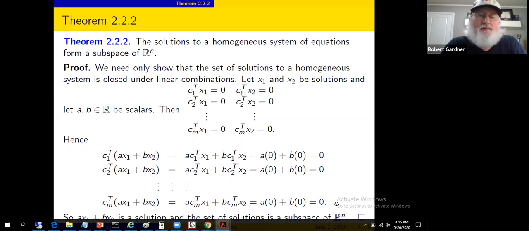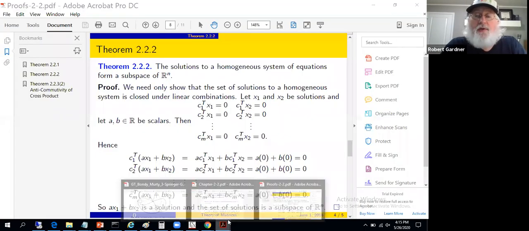We can also write it in terms of matrices and be a little bit easier than all this subscripted C stuff. But indeed, we get that the linear combination is also a solution to the homogeneous system of equations. That's enough to show closure under linear combinations, by induction if you like. And so we've got a subspace of Rn. So back to the notes.